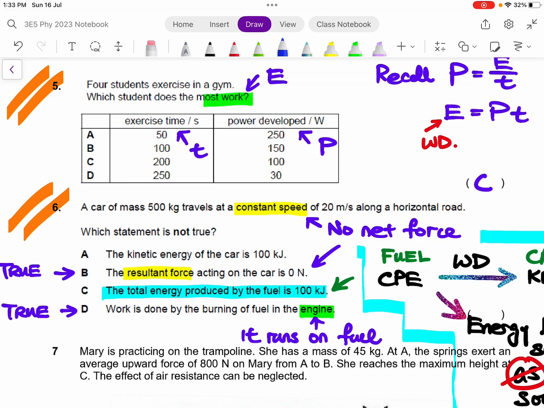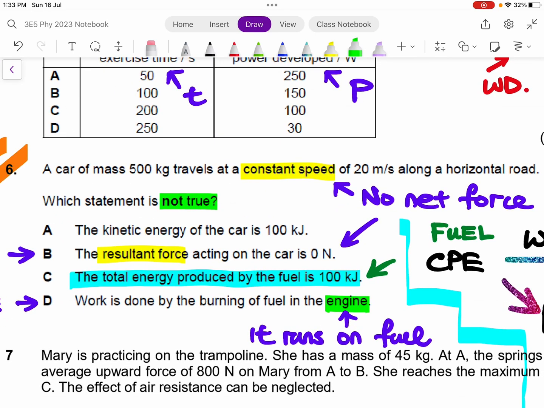For question 6, it is pretty hard. So I will go through every option and explain to you why they are wrong or correct. First, let's recall we are looking for a statement that's not true. Let's look at the first option, which is that the kinetic energy is 100 kilojoules.